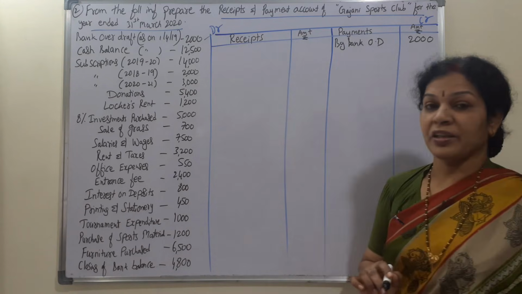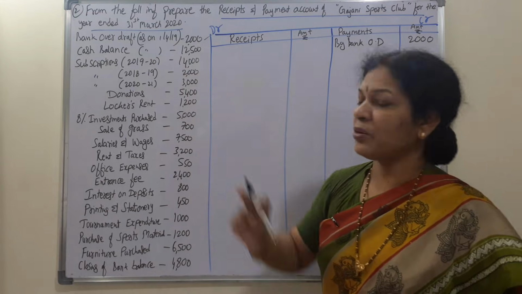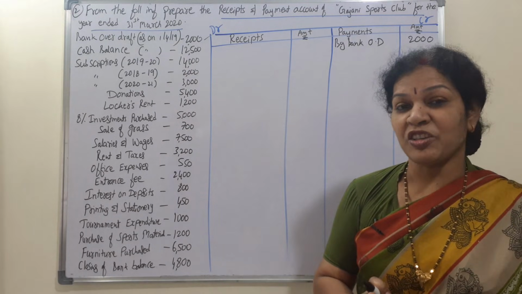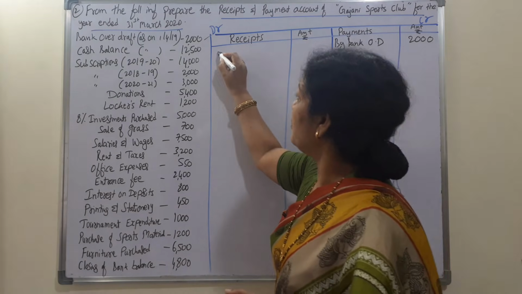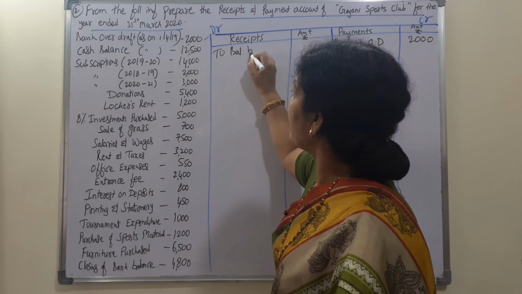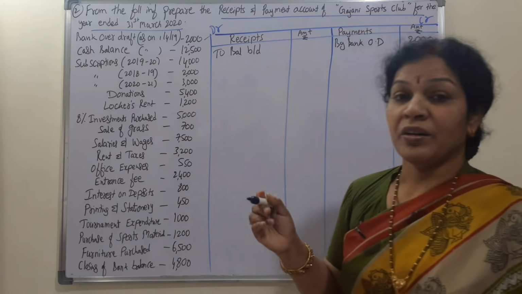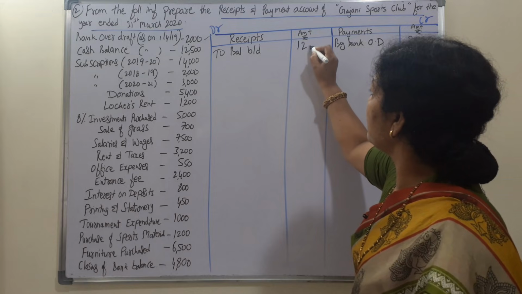Next, cash balance. This is also an opening balance as on 1/4/2019. Cash balance, opening balance, so what do we write? On the debit side we write to balance brought down, or cash balance also you can say. This is 12,500.